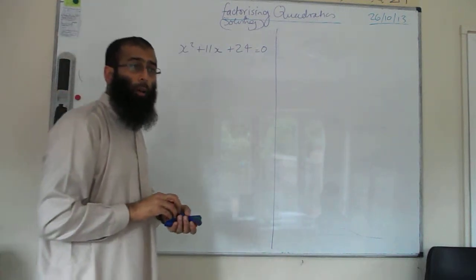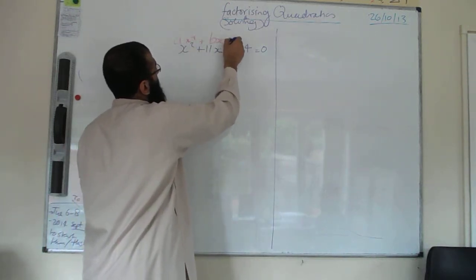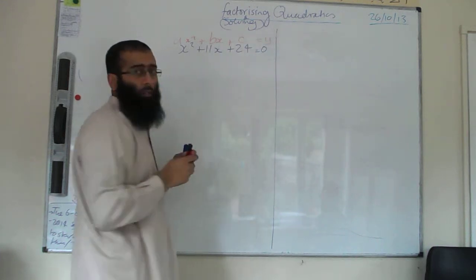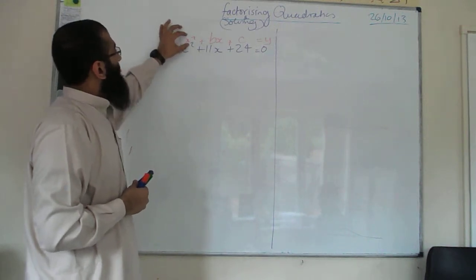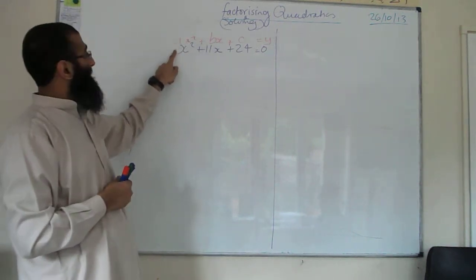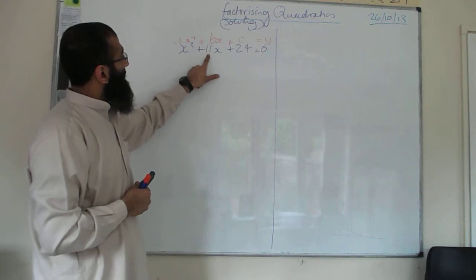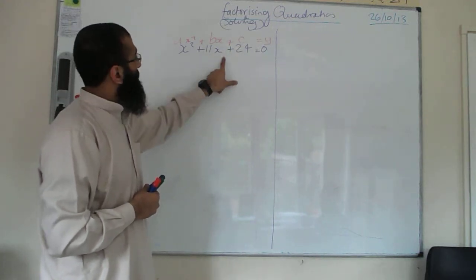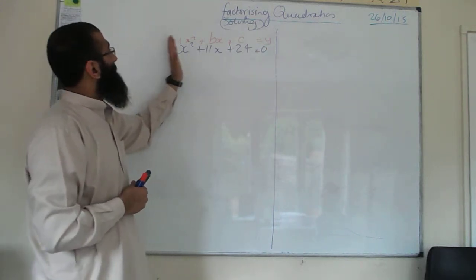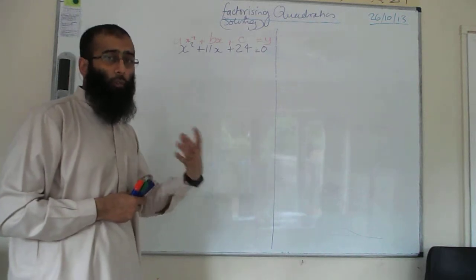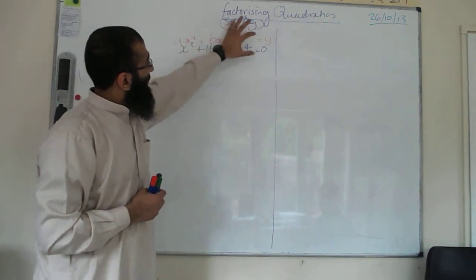Now this follows the format of a quadratic equation. In a quadratic equation, we have an x squared and its coefficient a, in this case 1. We have the x and its coefficient b, which is 11, and then we have a constant part c, which in this case is plus 24, and we have a y part. So the equation normally is y equals ax squared plus bx plus c. That is the standard format of a quadratic equation. So as we can see, everything here matches up, and the y is nothing.